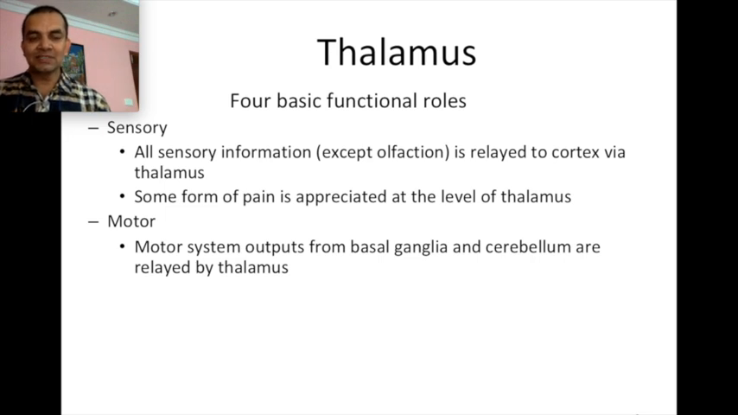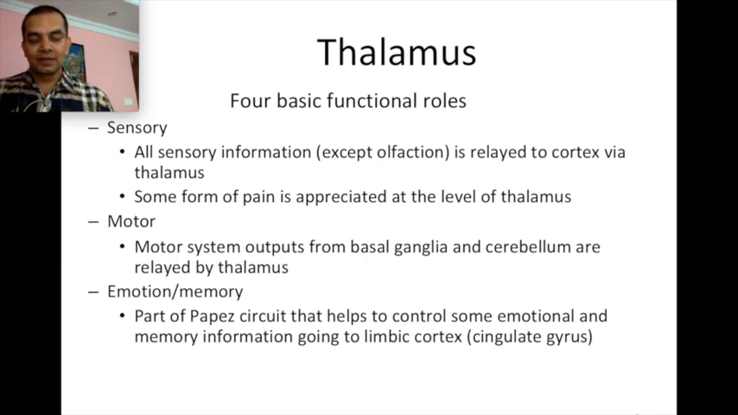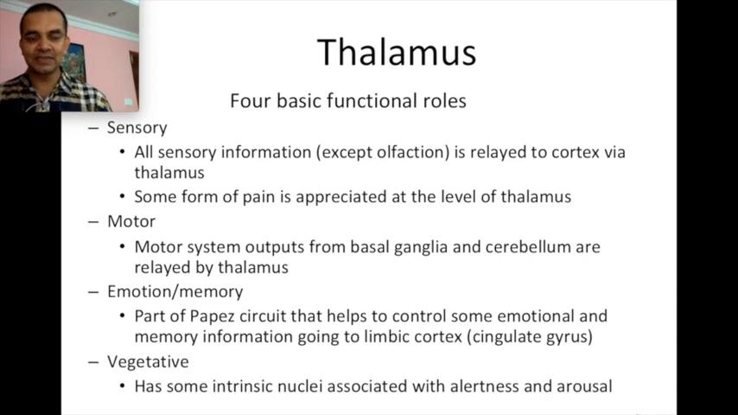Many motor systems like the cerebellum and basal ganglia, while recircuiting their outputs to the cortex, relay in the thalamus. It also forms part of the Papez circuit that helps to control some emotional and memory information which go to the limbic cortex, the major part of which is formed by cingulate gyrus. And it also has some intrinsic nuclei which are associated with alertness and arousal. So, it also has some vegetative role.